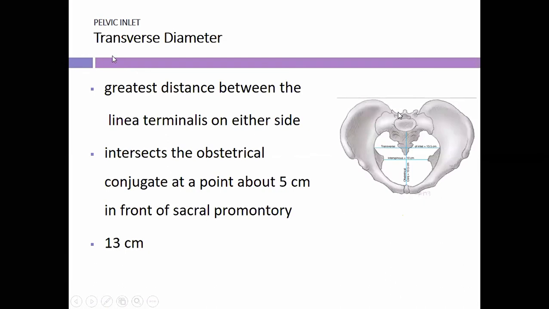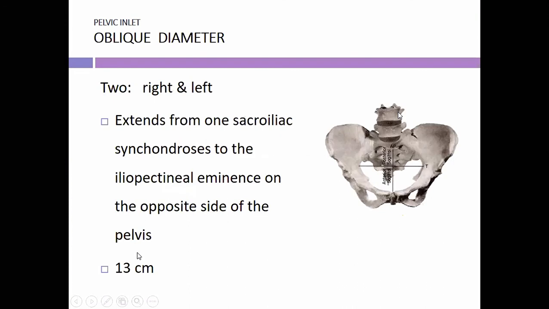Now, that was the anteroposterior diameter of the pelvic inlet. You have the three conjugates. Another diameter is the transverse diameter of the pelvic inlet, which is the greatest distance from one linea terminalis to the other side, and this measures 13 centimeters. You do not usually encounter any problem in the passage of the fetus through the transverse diameter of the pelvic inlet because it is 13.5 cm.